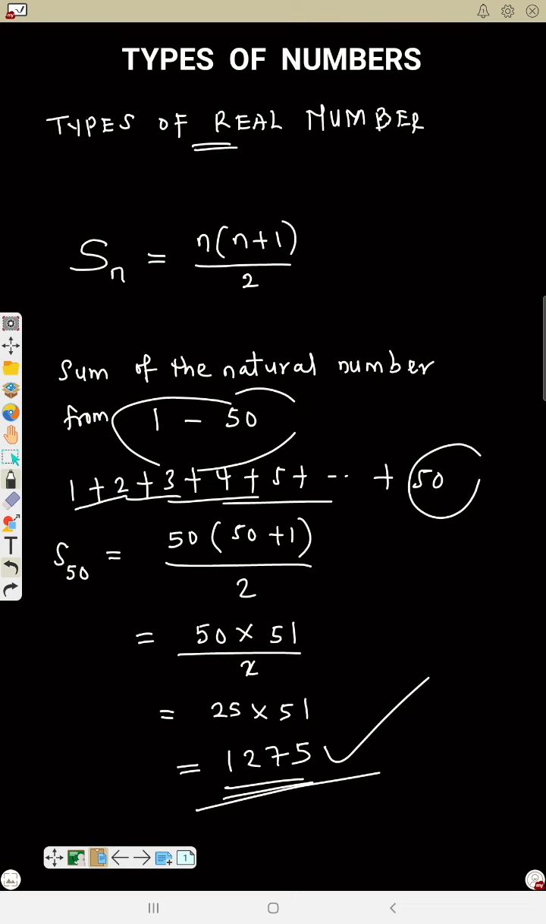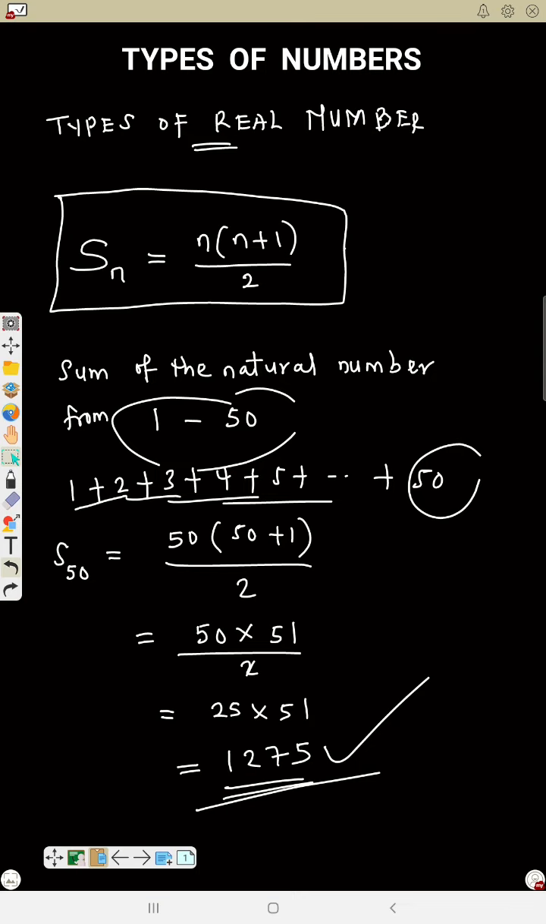Now we can have more than that. We can still have questions in between, but for now, since we are just talking about types of numbers, I'll limit it here. Just know this: the sum of the first n natural numbers is this. We are going to emphasize more as we proceed. Okay, let's move on to whole numbers.